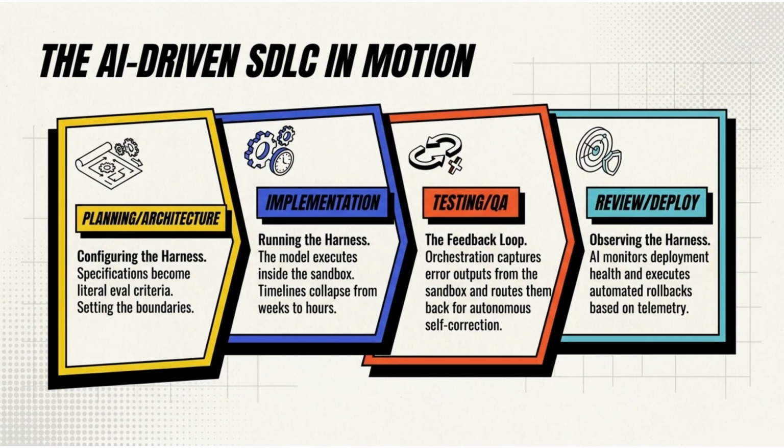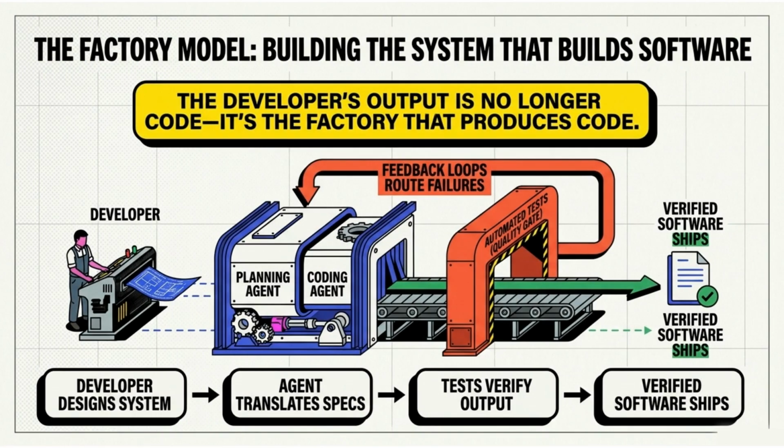In the AI-driven SDLC, the process moves through 4 key phases: planning and architecture, implementation within a sandbox, testing and feedback loops, and final deployment with automated monitoring. Think of this as a factory model. The developer designs the system, and agents handle the translation and execution. Automated tests then serve as quality gates for verified software shipping.